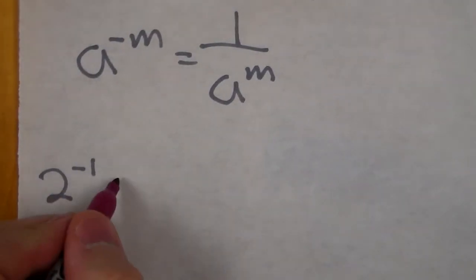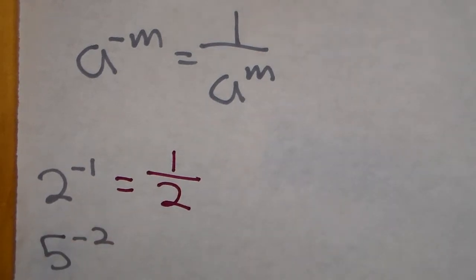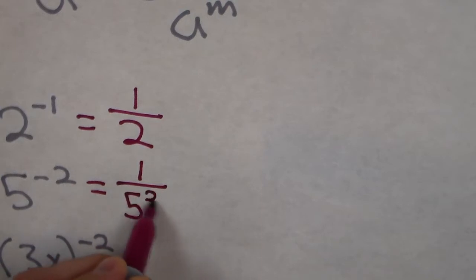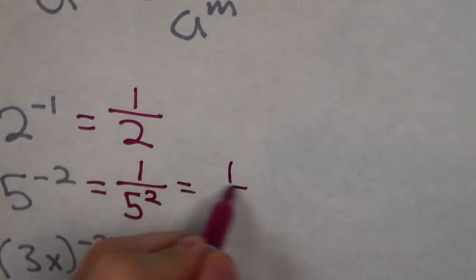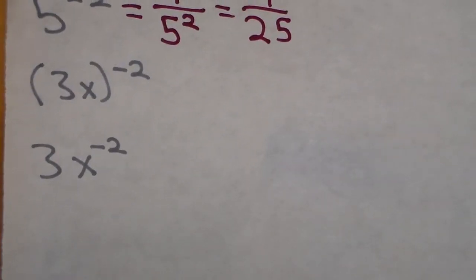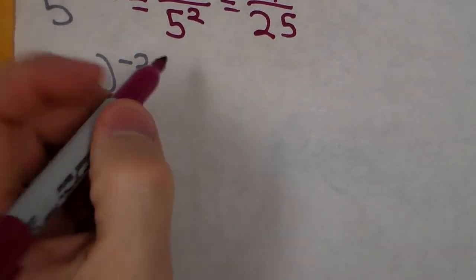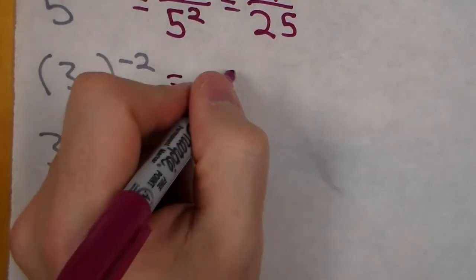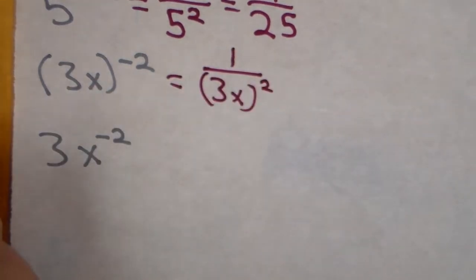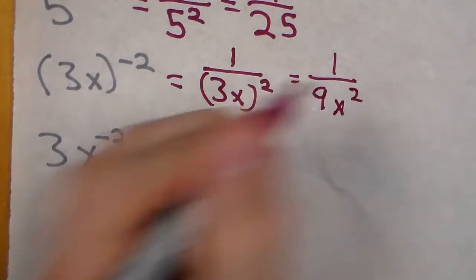So if we had 2 to the negative 1, using the same idea, that becomes 1 over 2, or 1/2. 5 to the negative 2 becomes 1 over 5 squared, which we square 5 and it's 1 over 25. And here I have (3x) to the negative 2 and 3x to the negative 2. And parentheses play an important role here. The parentheses with the negative 2 says the whole thing goes underneath and becomes a positive 2 down there. Then we square it, and that is 9x squared.